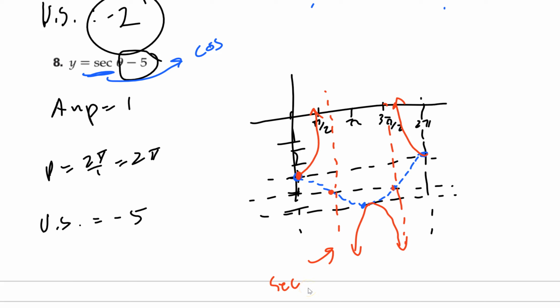Just like everything else, move it down. Find your new middle with the vertical shift. Figure out your amps, add it to top and bottom, and like normal.